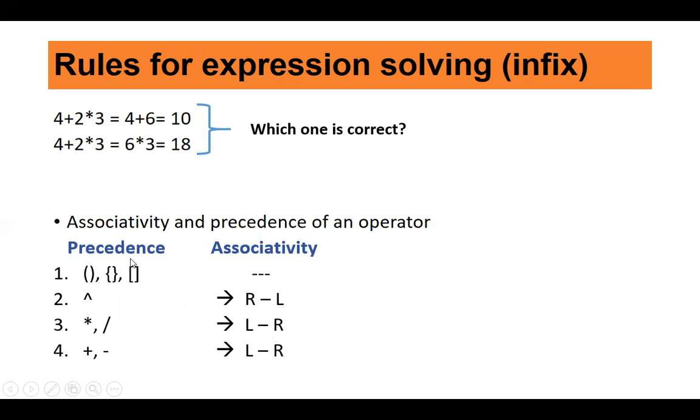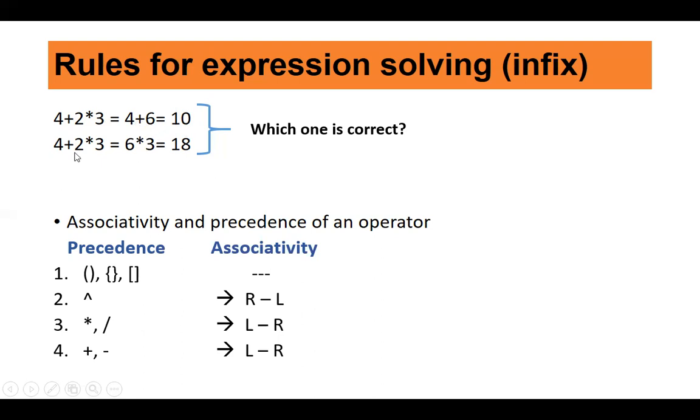Now using this associativity and precedence, again let's check which is the right answer. So who is at the highest precedence? If you look at plus and multiplication, multiplication has the higher precedence, that is 3. So the highest precedence operator will be solved first. So first 2 into 3 will be evaluated and then the addition will be carried out. So the right answer is 10, right? You take the precedence and you first carry out the multiplication, that is 2 into 3, you get 6, and then you carry out the addition. So 10 is the right answer.